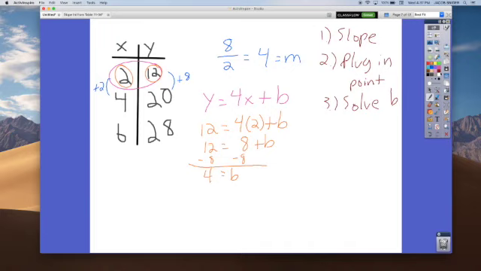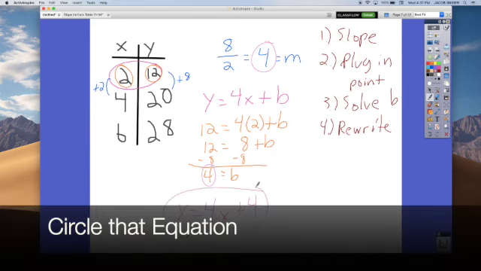And the last step that we talked about was to rewrite it. So let's rewrite it down here at the bottom. I got y equals, what's my slope? My slope's 4. What's my y-intercept? It's also 4. And there we go. Okay? How are we feeling on that? So far, so good?